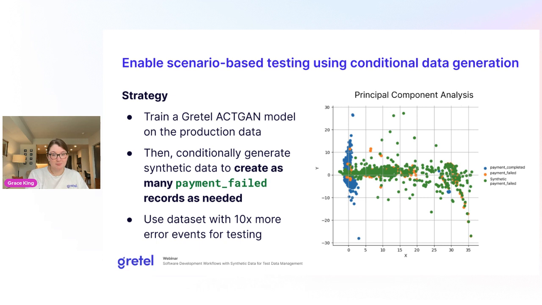conditions. So going back, we've now conditionally generated as many payment failed records as we need, and now we're going to use a data set that has 10 times more error events for testing.